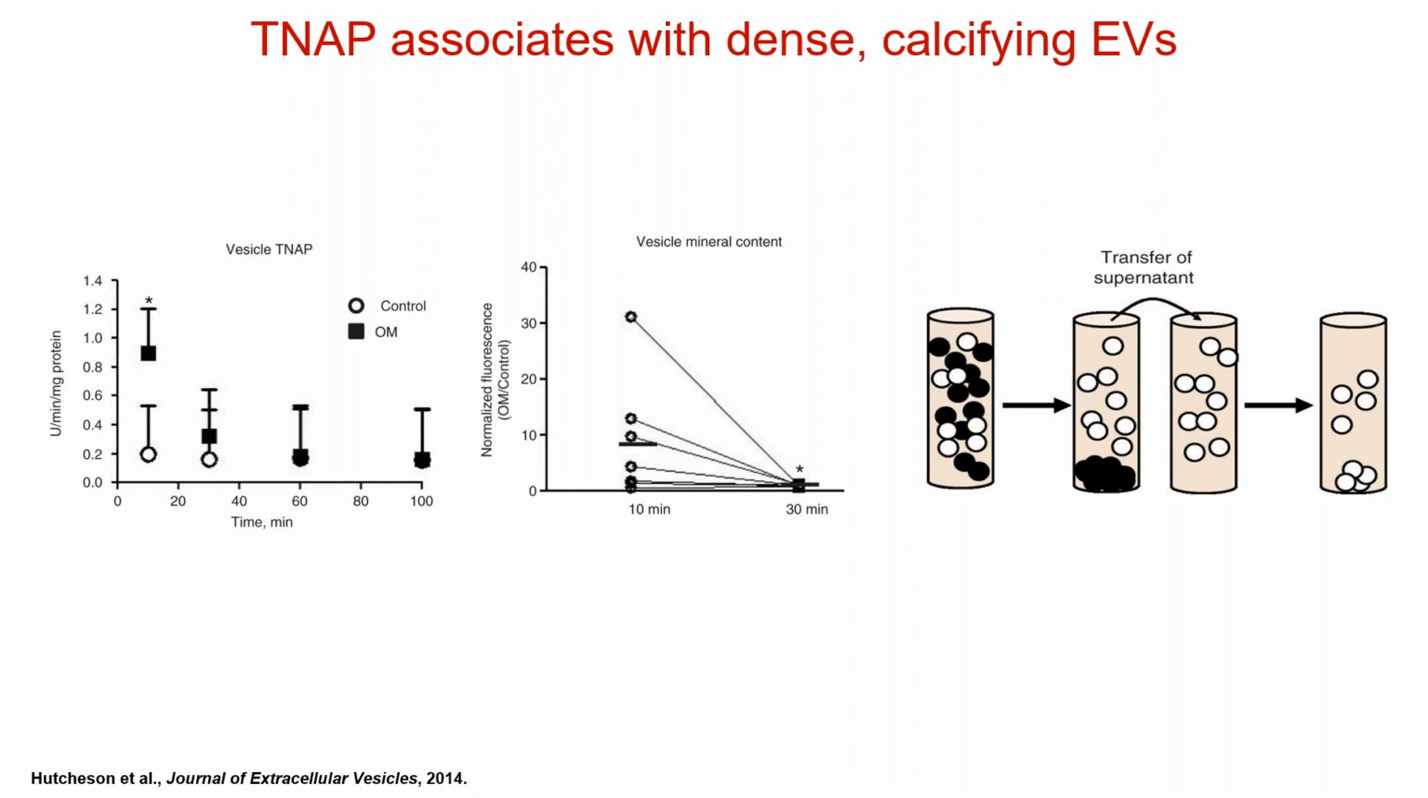And so we showed that calcifying vesicles that make mineral we can centrifuge out really early using ultracentrifugation. Basically these vesicles become dense as they become calcified. And we show that we could remove them from the rest of the vesicle population after only 10 minutes. So they are more dense. That dense population of vesicles are all of our alkaline phosphatase positive vesicles. And so these vesicles seem to have alkaline phosphatase, and it seems to be important for calcification.